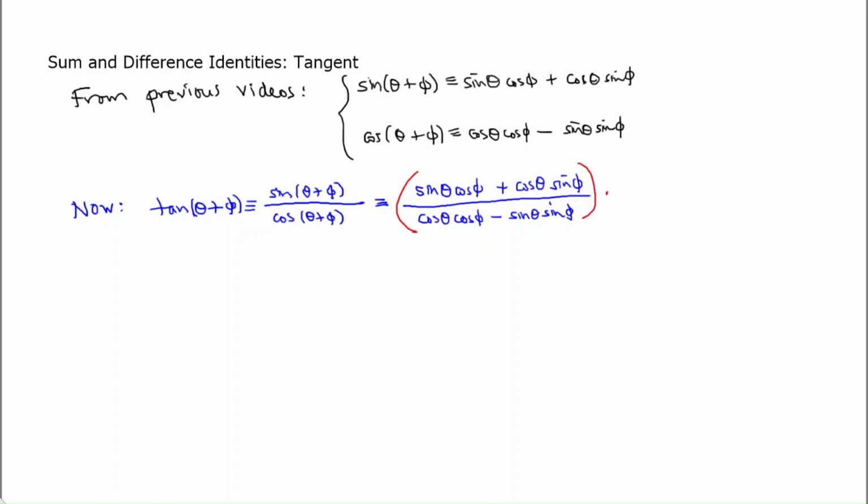So what I'm going to do is multiply top and bottom by the same thing, which of course when I do that, it's really equal to 1. And the same thing I am going to multiply by is 1 over cosine theta cosine phi.